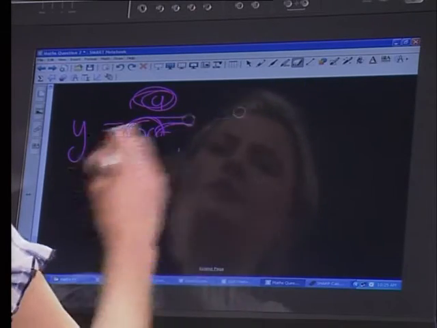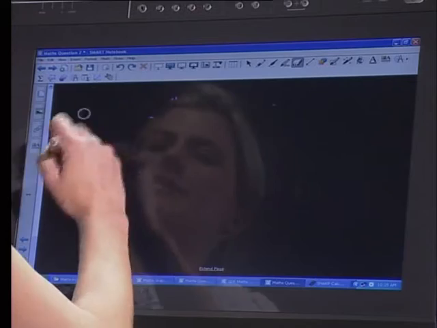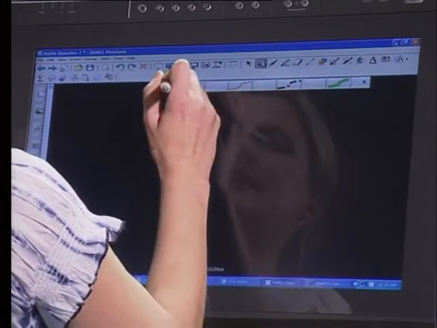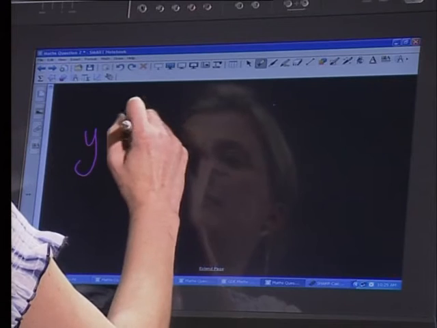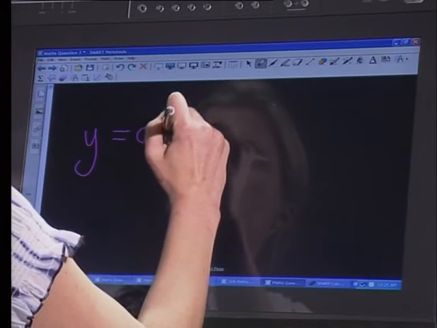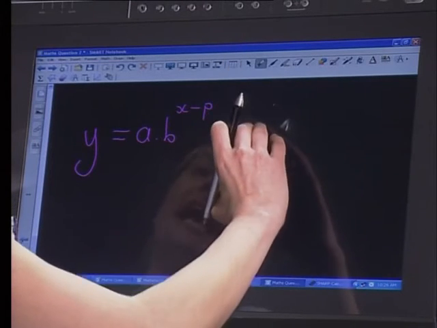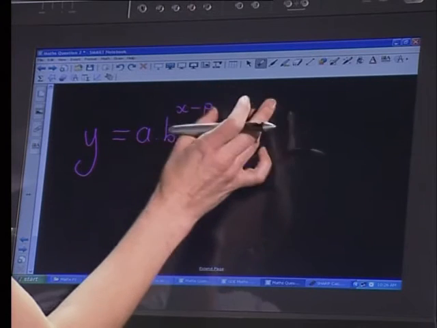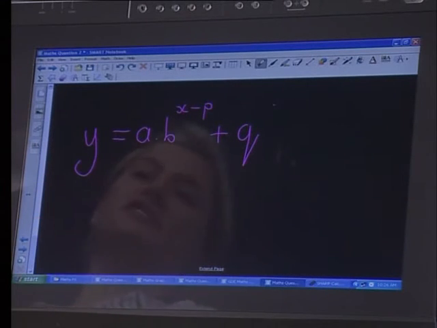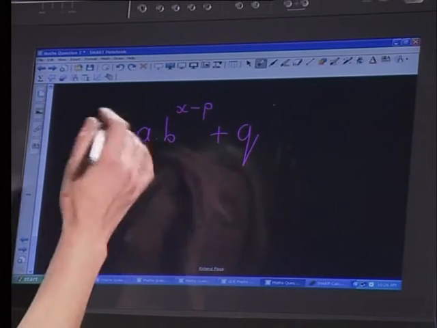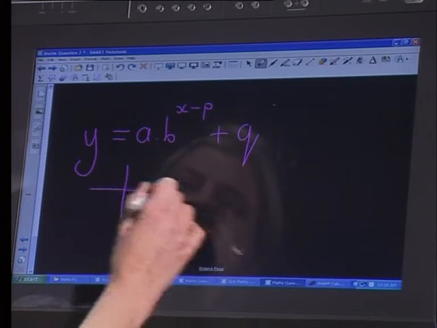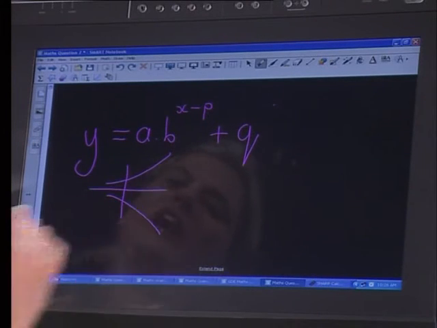Then, guys, finally, if we have a look at the general equation of an exponential graph, it's exactly the same. I'm going to write it y = a·b^(x − p) + q. Again, the q moves the graph in its entirety up and down. The p moves the graph left and right, and the a controls the steepness or which way around your graph is going to look, like that or like that.